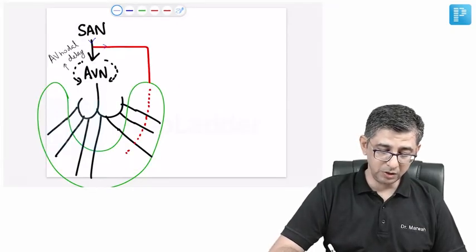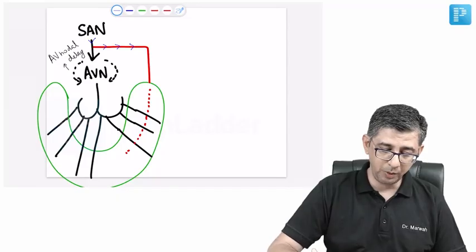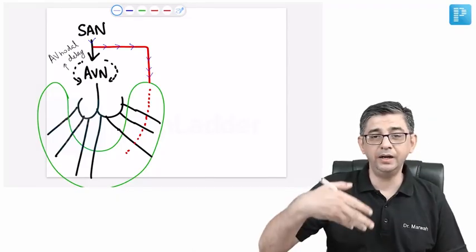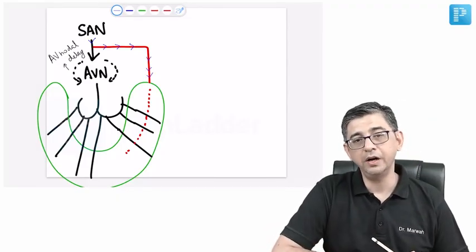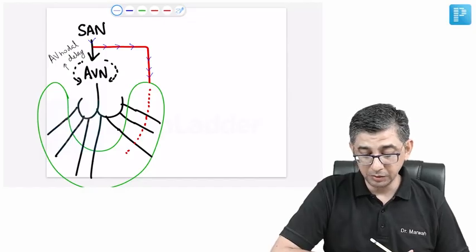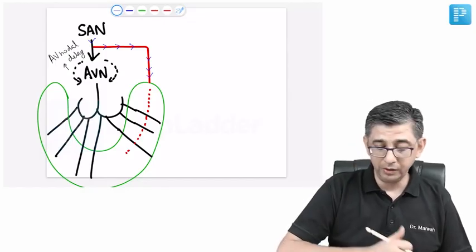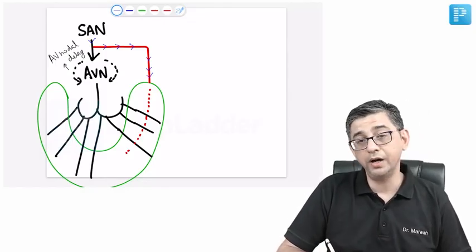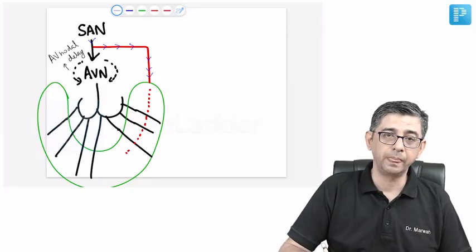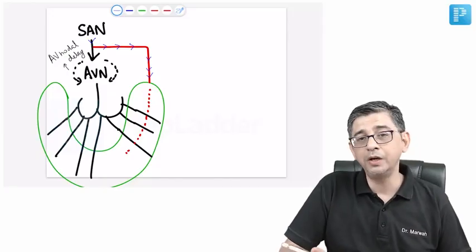All the impulses of the SA node can travel via this abnormal pathway called the bundle of Kent and can directly make the ventricle contract, which is the speciality of this condition. And this pathway, the one shown in red, has very fast conduction. It does not have a decremental property.